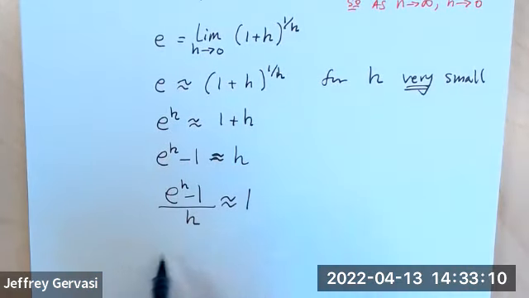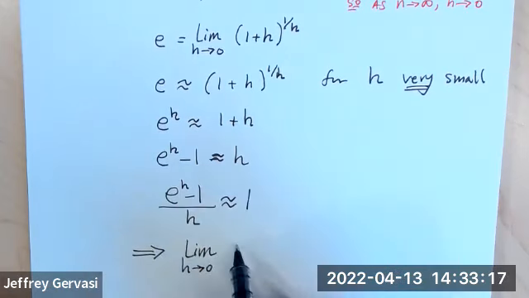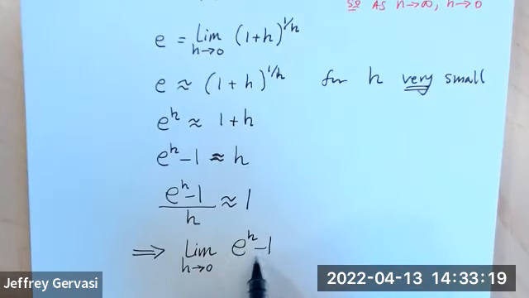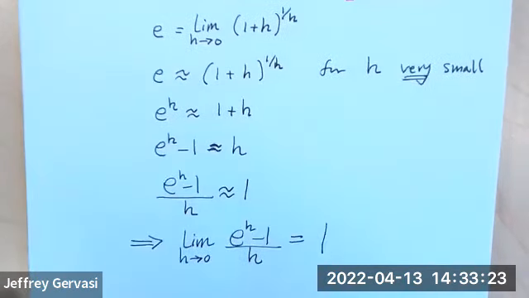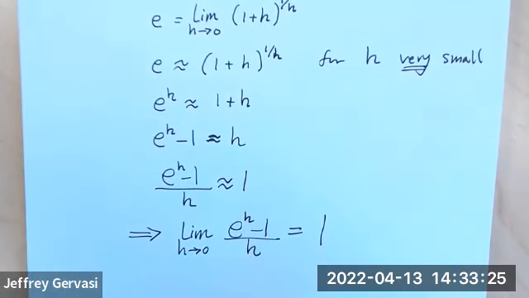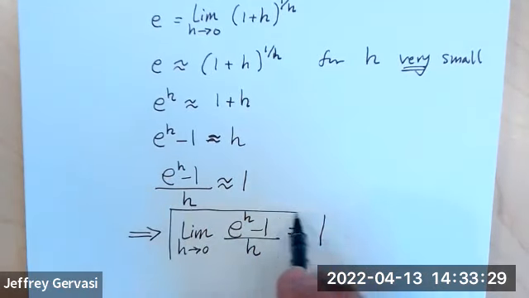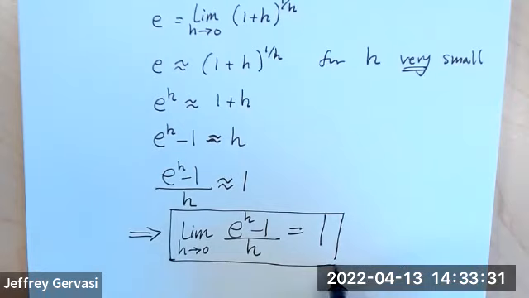Okay, so this suggests that if I put the limit symbol back, my approximation should become an exact value. Okay, so it's a very interesting limit, I think. And why would anybody care?